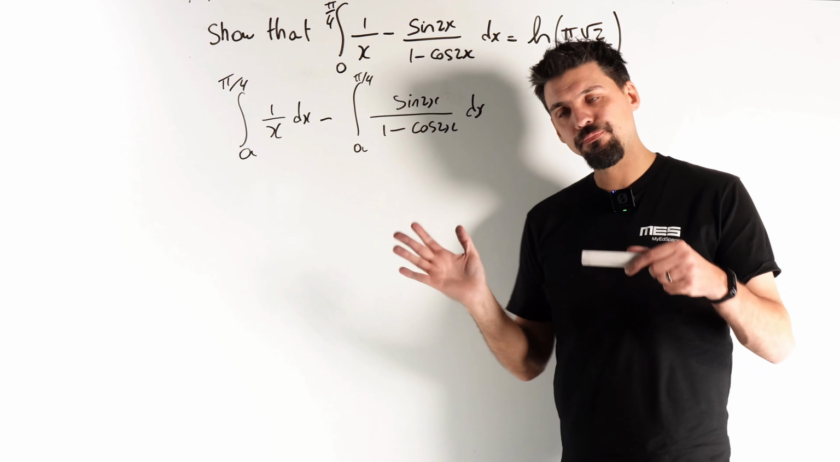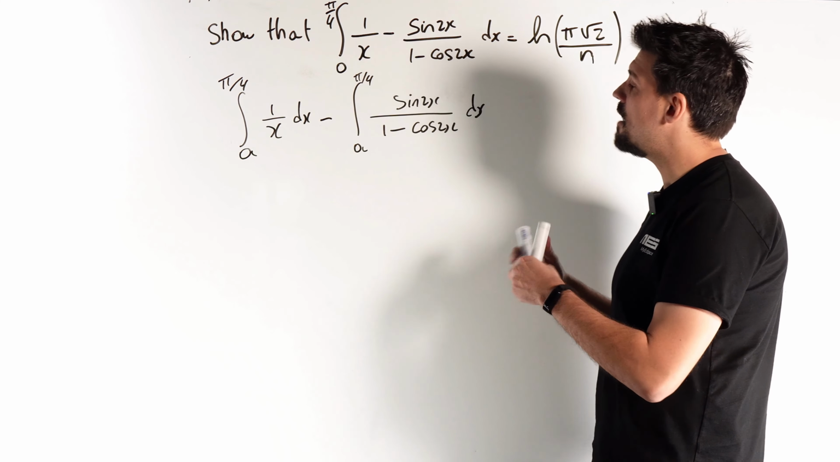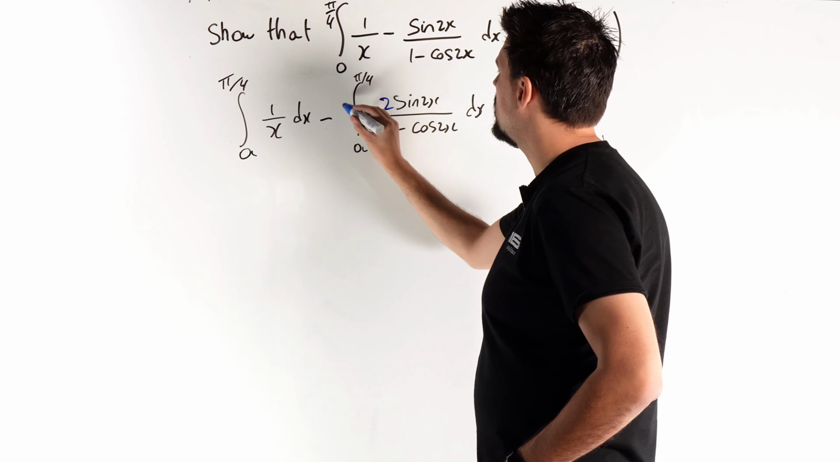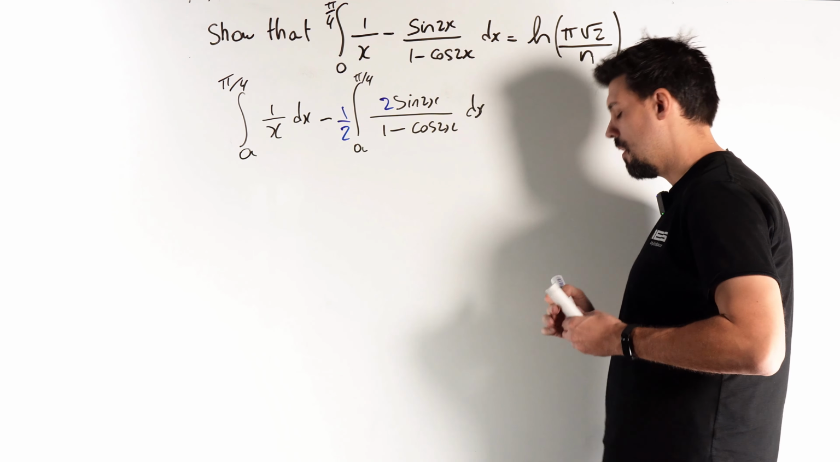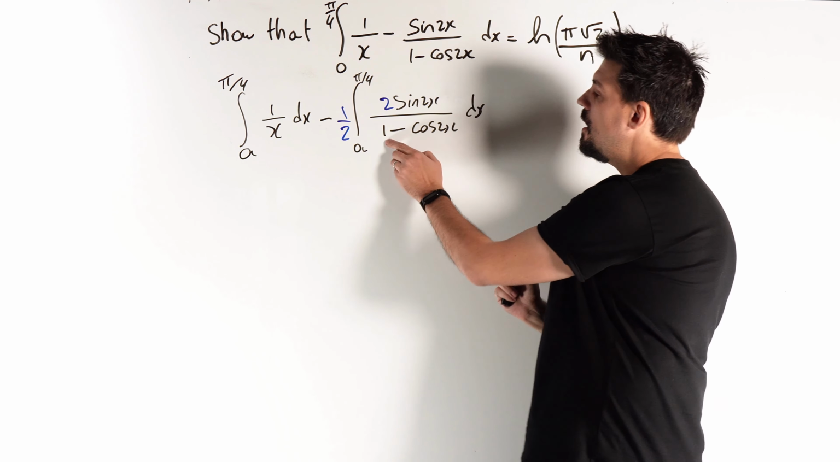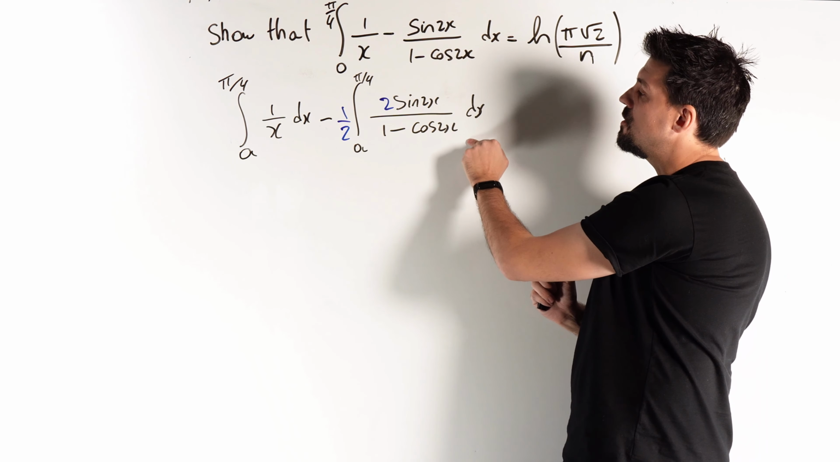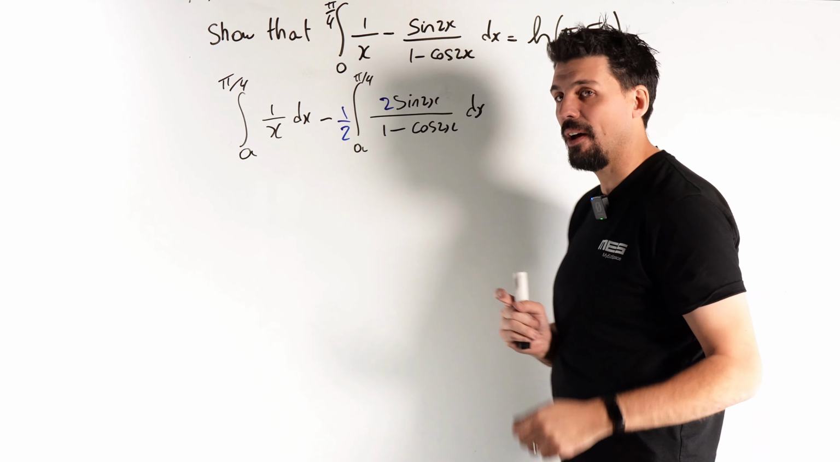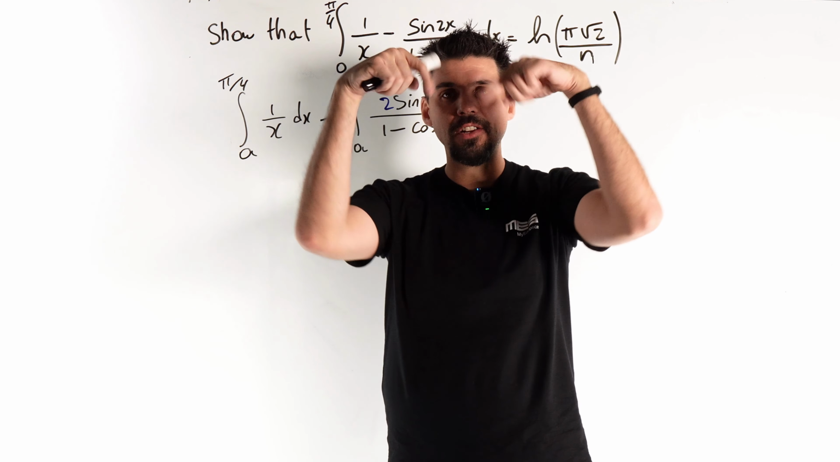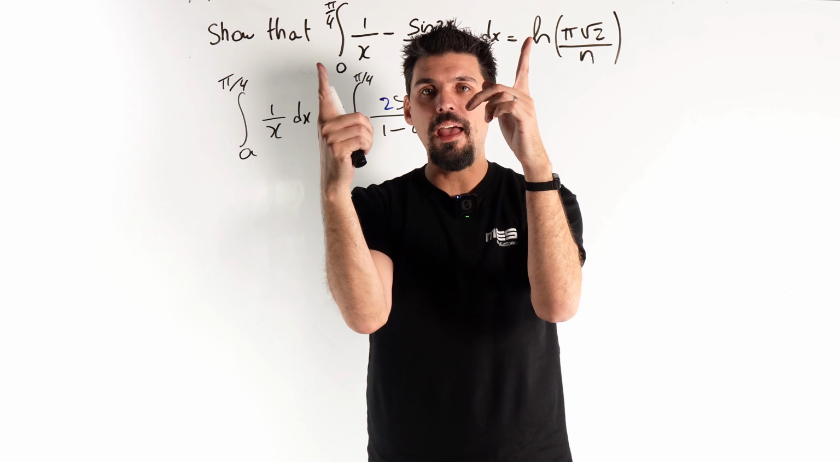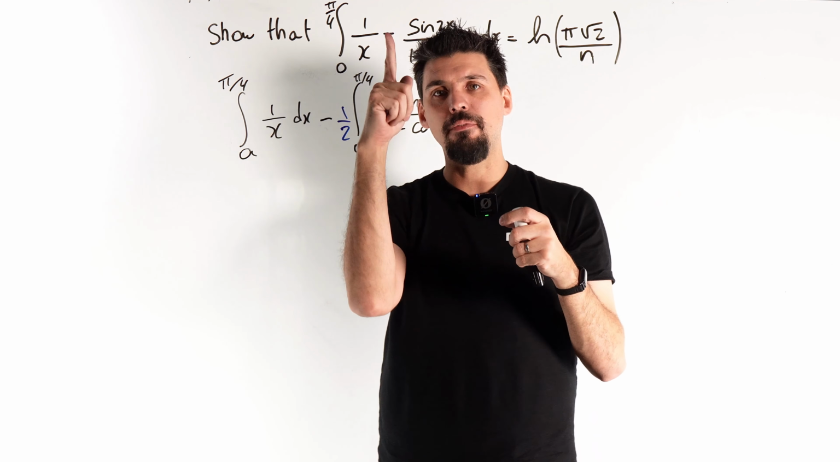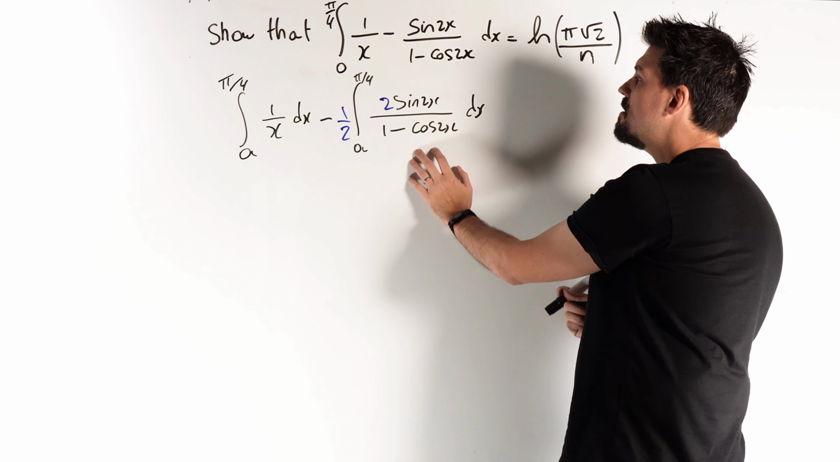Now, why have I split it up? Well, because if I multiply that by 2 and divide by 2, what do I now have? If you differentiate 1 minus cos 2x, you will get 2 sine 2x. So I've got my integral of f dashed over f, which will give me ln of f. Lots of words, have a think. So this is something we can do.